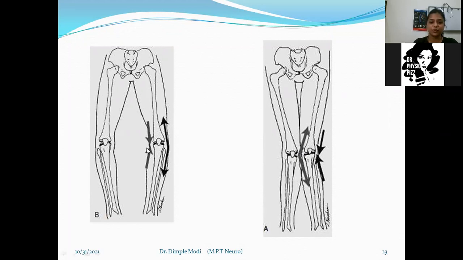Whereas in B, you can see if the medial angle is reduced, there is more compression on the medial condyle and less stretching force on the lateral side. Okay, you can see this more clearly in the X-rays.